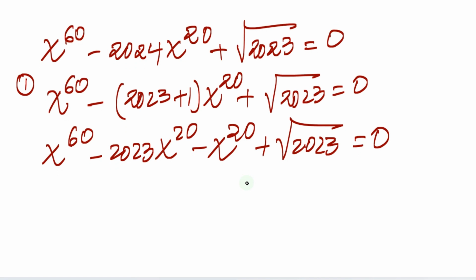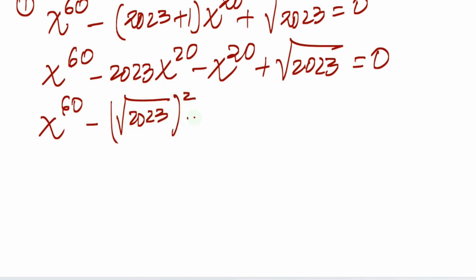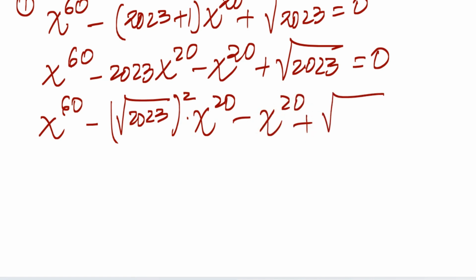Okay, and now what I'm gonna do is pretty simple. I'm just gonna write this like this, x to the 60. You will understand why I'm doing this. I'm just gonna put 2023 to the power of 3, which is the same thing, times x to the 20, minus x to the 20 plus square root of 2023, and this is 0.